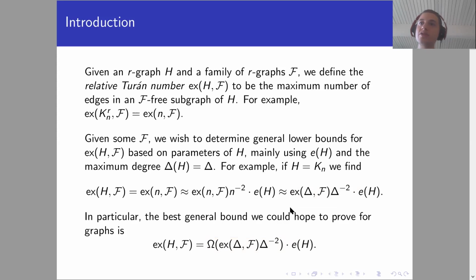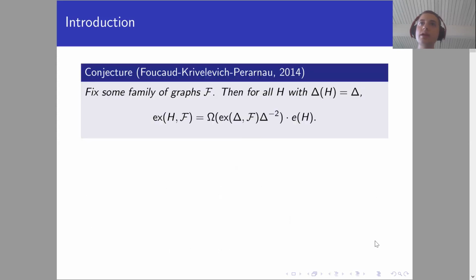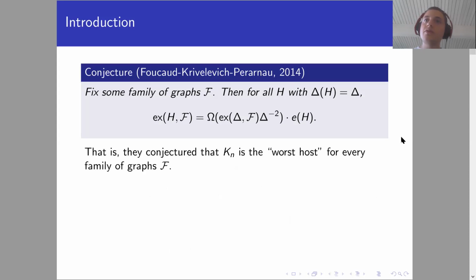And that's precisely because the clique shows that such a bound would be best possible. And it was conjectured by Foucault, Krailovich, and Peranu that this bound is always achievable. In other words, for any family of graphs F, if we have a host with maximum degree delta, then you can achieve a lower bound of this form. And roughly what this says is that they conjectured that for every family of graphs F, the clique is the worst host, at least in terms of order of magnitude.